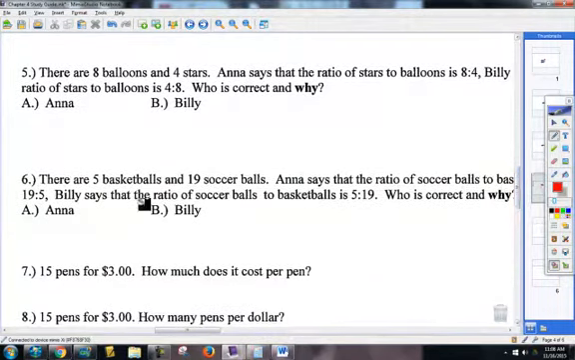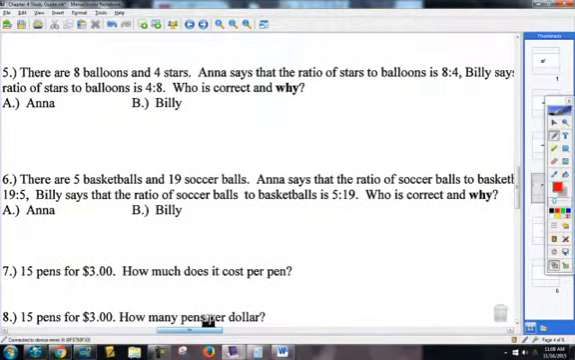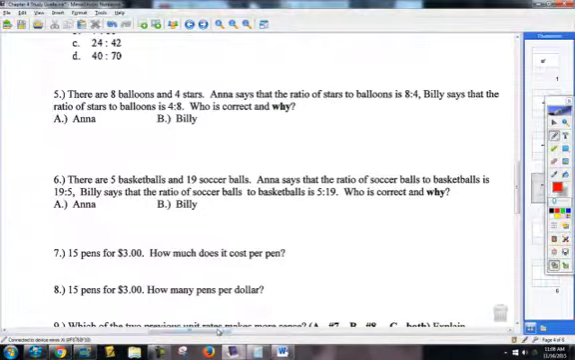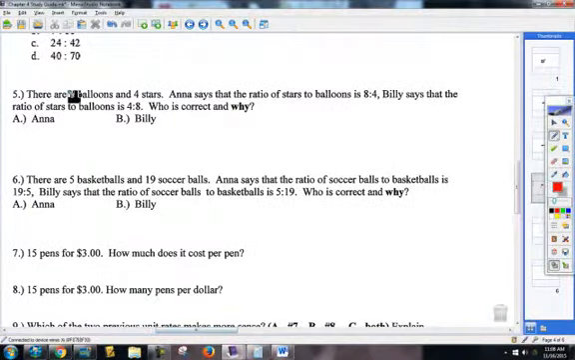Let's talk about this one, number 5. And this is one that a lot of you missed. Okay? So we're all going to read it. Read along with me. There are 8 balloons in 4 stars. Is that right there my fake ratio? Yes, it is. I always like to just point that out just so that we're all clear. That's what I'm basing everything on. That fake information or that initial ratio. Okay? Now, from that information, what have I always told you is a good idea to do?